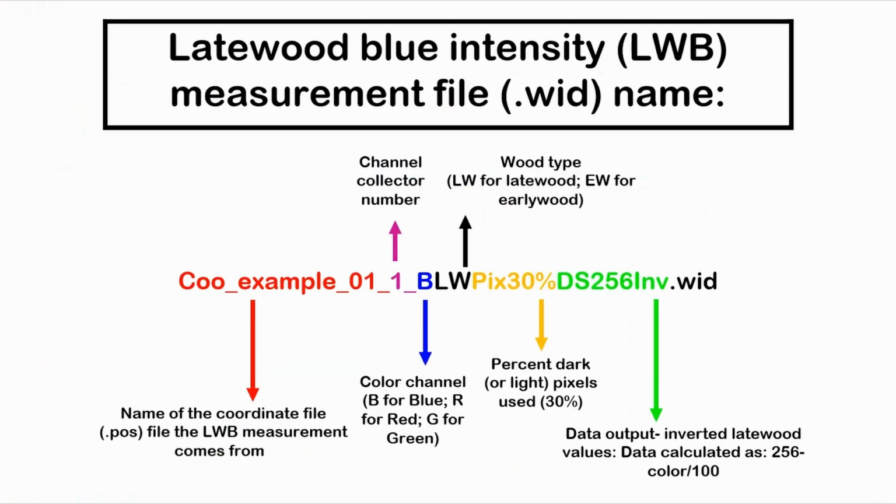The color intensity data are stored as .wid files with really long file names. Here we show you the naming convention of the files. As you can see, the color intensity measurement file name tells you a lot of information about how and where the measurements were collected.